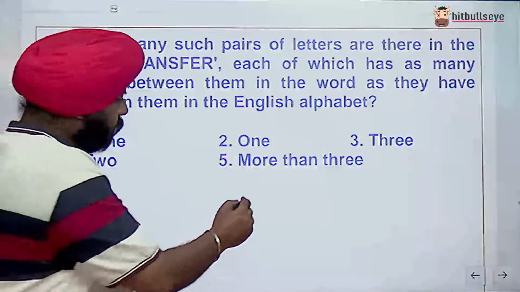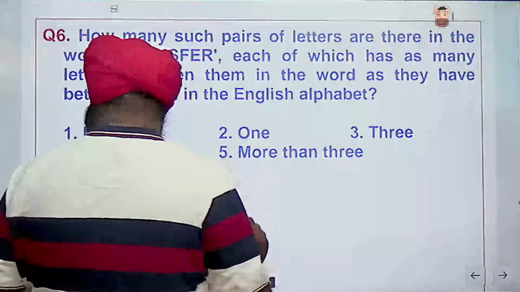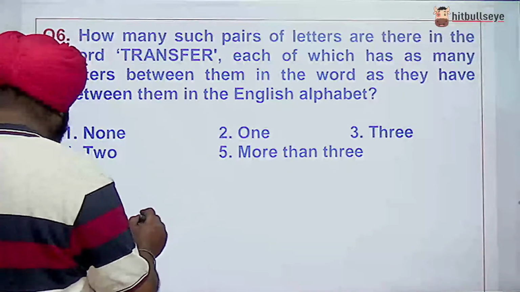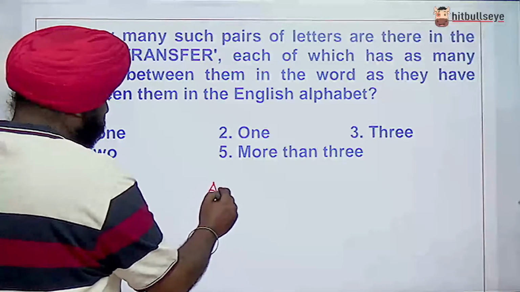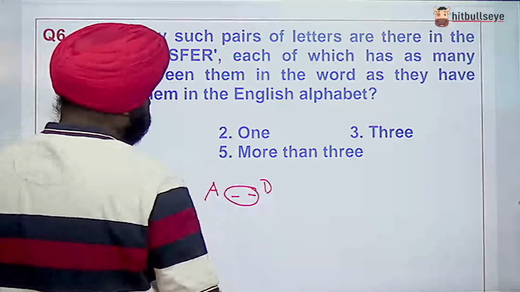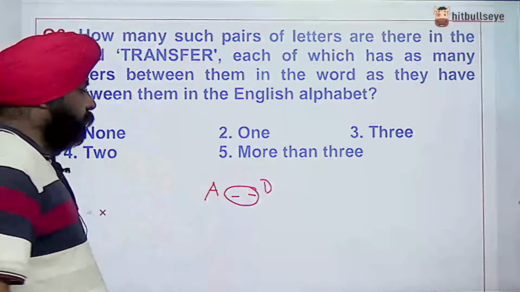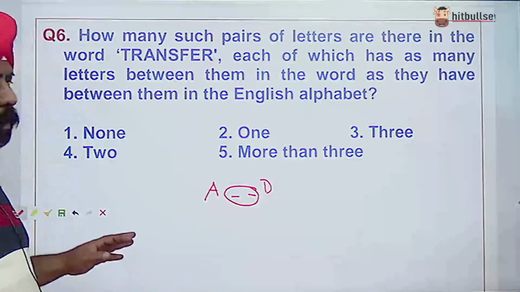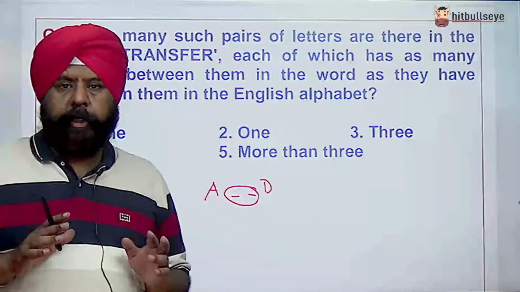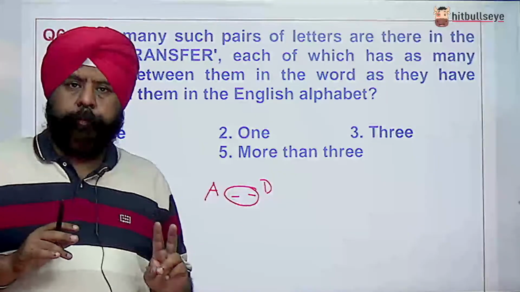So let us suppose in English alphabet, if I ask how many letters are there between A and D, there are 2 letters. So if in some word there are 2 letters between them, the letters may be different. I repeat, they don't necessarily have to be B and C, but the number should be 2, right?